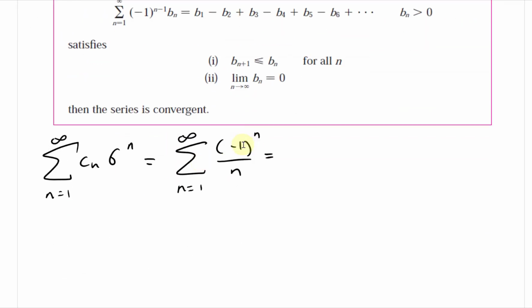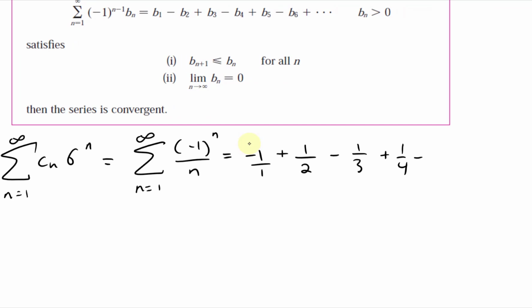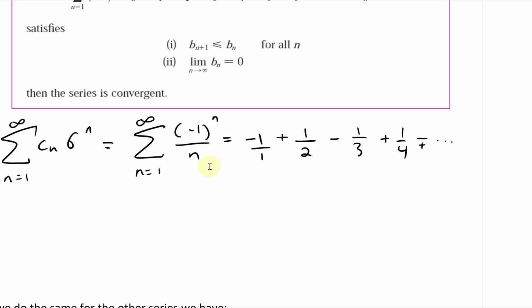Now if you plug in 1 inside here, this is going to be negative 1 to the power of 1, so it's going to be negative 1. And the next one, when you put in a 2, is going to be positive 1 over 2. So initially it's going to be 1 over 1, then 1 over 2, then minus the next one because it's cubed, 1 over 3, and then plus 1 over 4, and so on. Minus plus dot dot dot. Again, it's alternating.